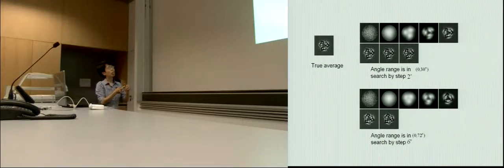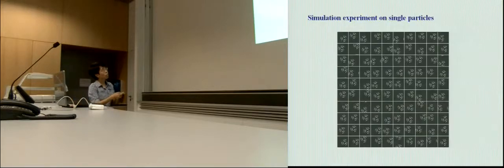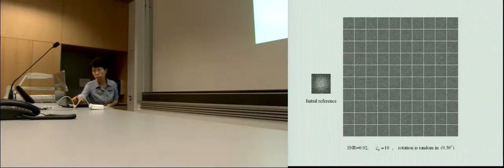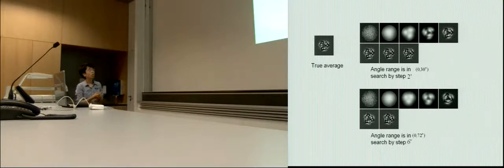In terms of the search, we do the search by step 2 degrees. In the first experiment, I just did 2 experiments. The angle is from 0 to 30 degrees. We randomly rotate the structure, so we search by step 2. You can search by step 1, but it's going to be slower. And here's the result we get.